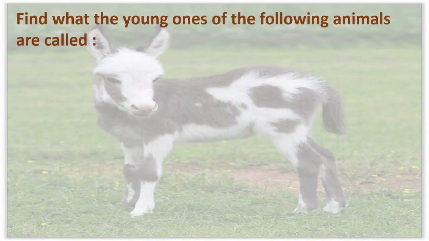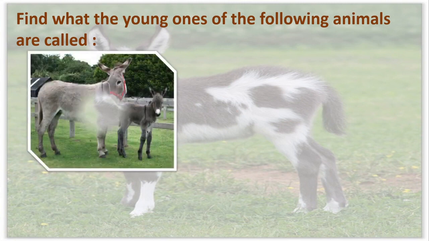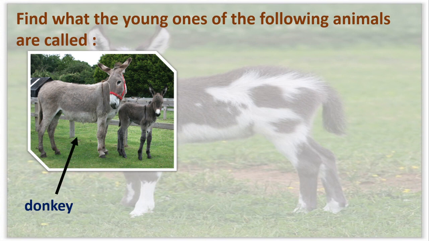Dear children, here we will move to the exercise part. Find what the young ones of the following animals are called. Okay, we will go through some animals and their young ones' names. Here you can see a mother donkey and a child. We know what we call the child. Yes, mother it is donkey, adult donkey, isn't it? And here we call foal. The young one of the donkey is called as foal. Please go through the spelling. F-O-A-L, foal.